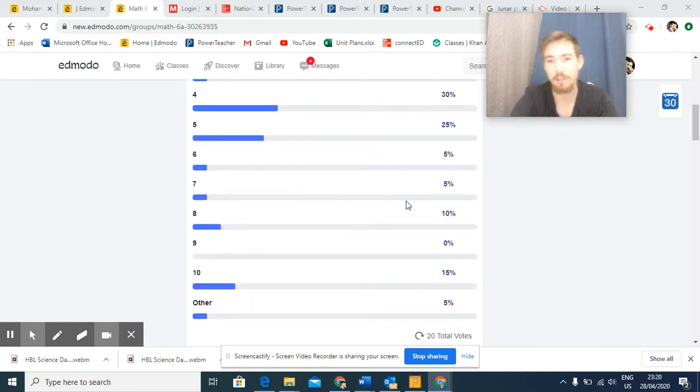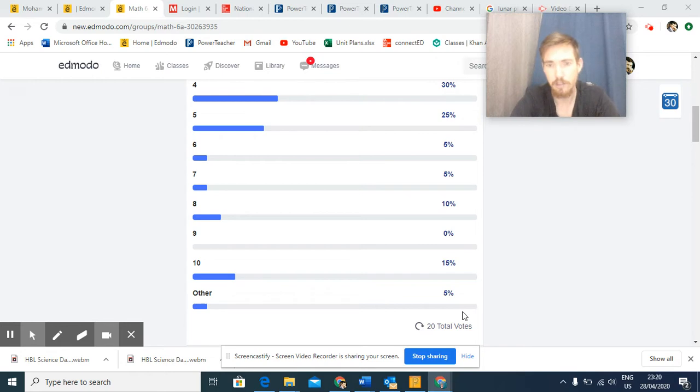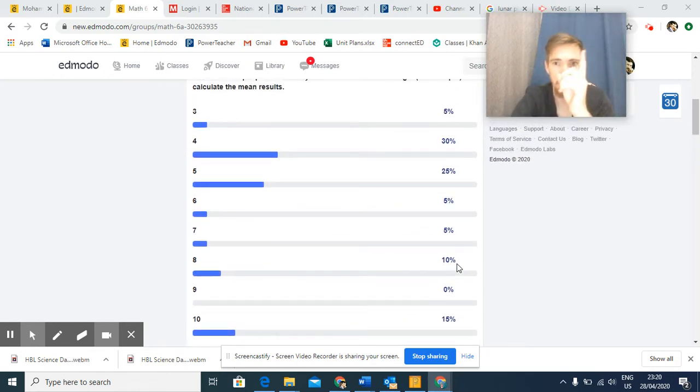Anyway, when we have 20 total votes, that means that when we see 5%, that's actually going to be one vote. One is 5% of 20. So basically what we need to do is figure out how many votes are here, and then each vote is going to be that value of people. So I'm going to show you what I mean.